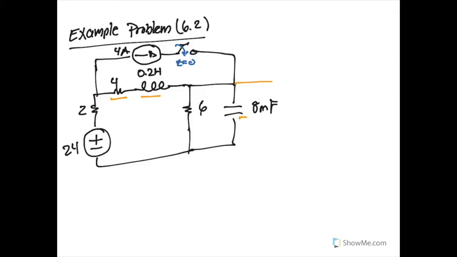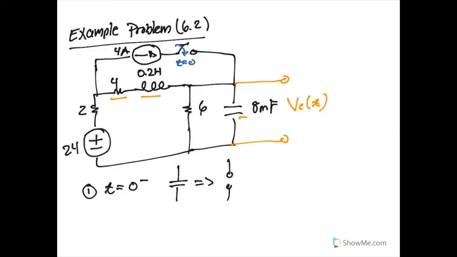For this particular problem, the quantity of interest is the voltage across the capacitor, and this voltage will vary in time. The problem-solving process we're going to follow starts by looking at what happens at time right before zero. At that time, we assume that everything has been that way for a so-called long time, and so our capacitors will become open circuits, and our inductors will become short circuits.